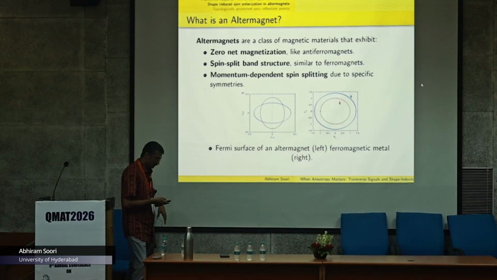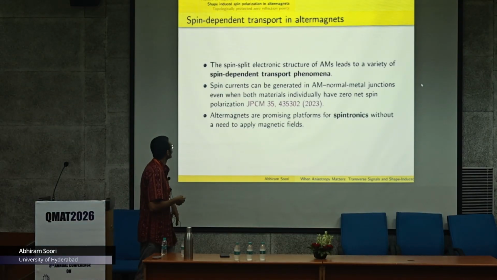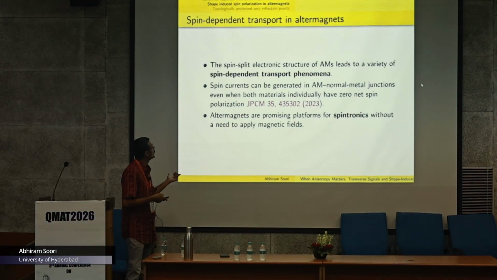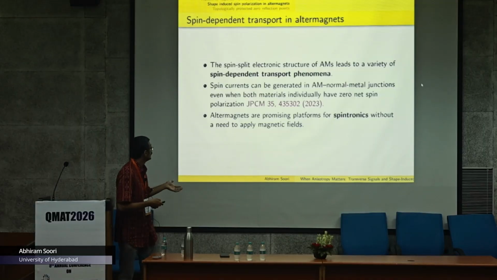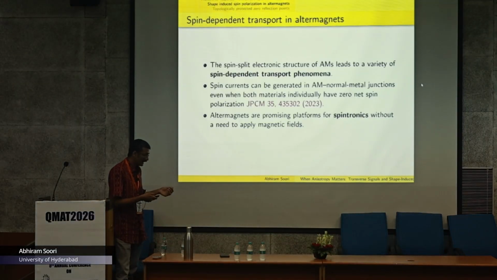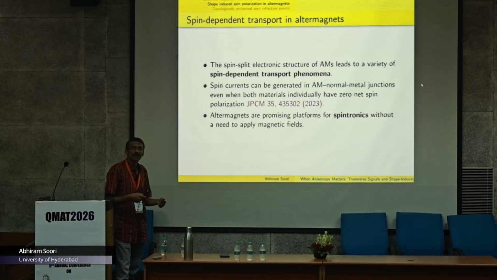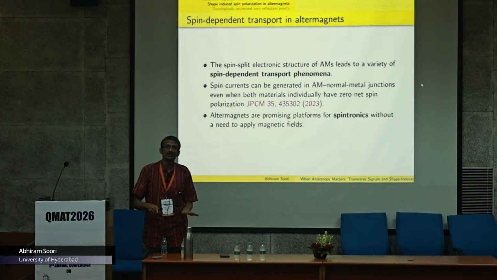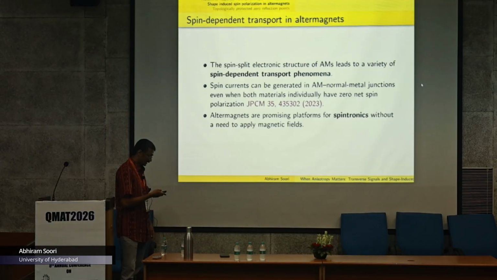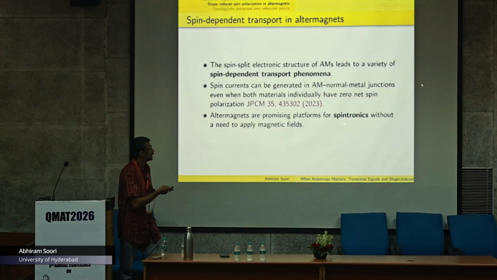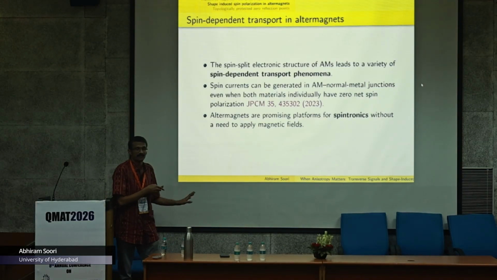So the interesting thing is that the spin split Fermi surface allows you to study a lot of spintronics phenomena and applications. One of the things is that you can take a junction between an altermagnet and a normal metal, and both have net spin polarization 0, but when you apply a bias from one to the other, you will get a net spin current. So that is something very interesting. So they are promising platforms for spintronics applications without the need to apply magnetic fields.